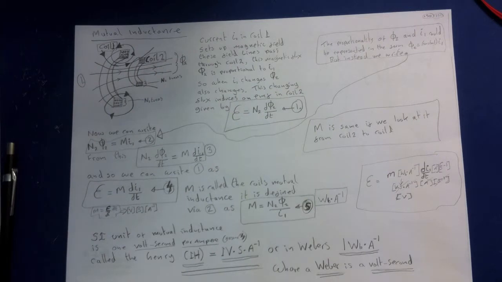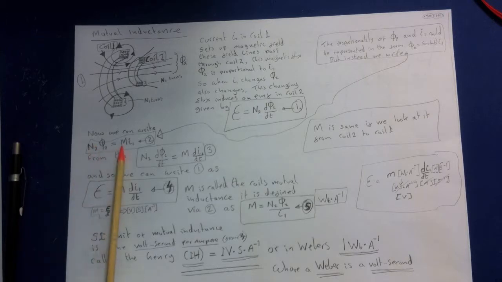This changing flux induces an EMF, E2, so we get an EMF induced in coil 2, given by this equation here. The EMF that's generated is the number of turns, N2, times the rate that flux 2 is changing, dΦ2/dt. The proportionality of flux 2 and I1 could be represented as flux 2 equals some constant times I1. But it's more convenient to include the number of turns, N2, in the relation. Introducing a proportionality constant, M, we write N2 Φ2 equals M I1.